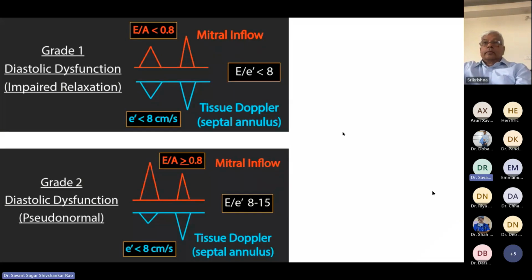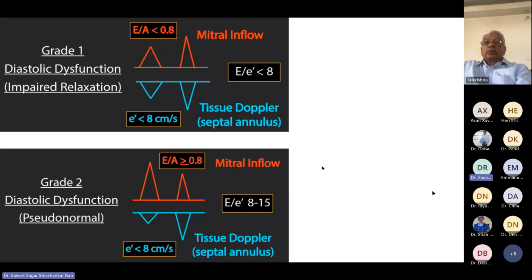So in grade 1 diastolic dysfunction, we have an E by A ratio of less than 0.8, while E by E prime is less than 8. Grade 2 shows an E by A ratio of more than 0.8 up to 2, and E by E prime is in the range of 8 to 15. That is a pseudo-normal pattern.